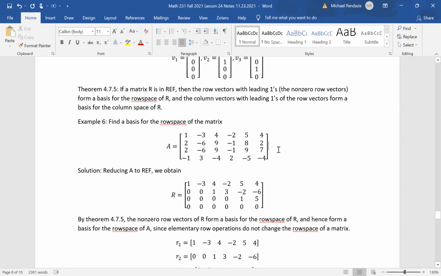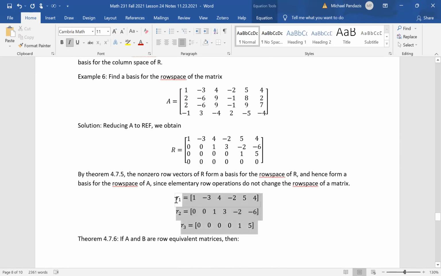A previous theorem said that elementary row operations do not change the row space of a matrix. And so, because the row space of R has as a basis the first, second, and third rows, and elementary row operations do not change the row space of a matrix, that means correspondingly the first, second, and third rows of A form a basis for the row space of A. Okay? And so that's what I wrote here, that the first, second, and third rows, denoted as R1, R2, and R3 of R, form a basis for R.